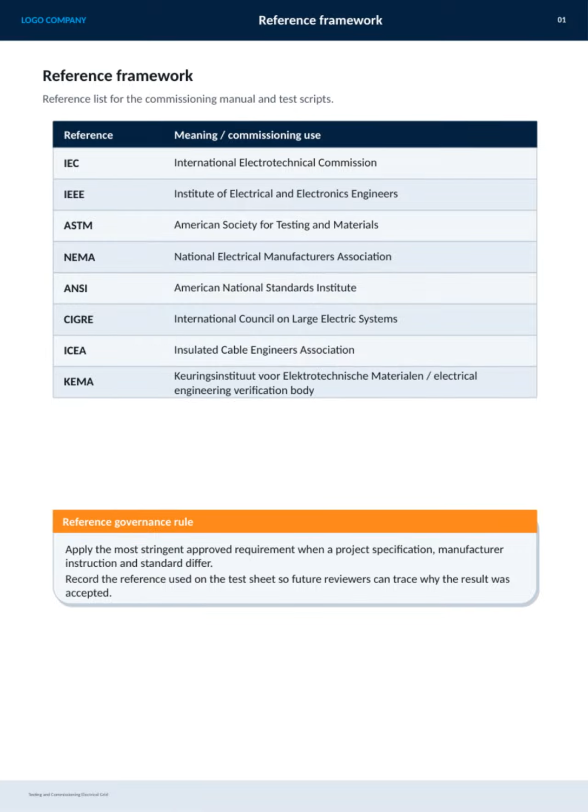Additionally, we have CIGRE, the International Council on Large Electric Systems, ICEA focused on insulated cable engineering, and KEMA, an electrical engineering verification body. A crucial governance rule to remember is that when there's any conflict between project specifications, manufacturer instructions, and standards, we always apply the most stringent approved requirement. It's also important to document which reference was used on the test sheet to ensure transparency and traceability for future reviews.